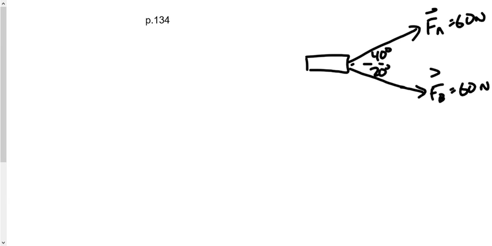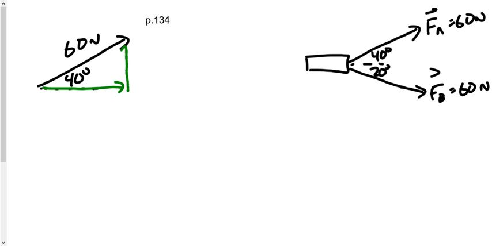We've got an angle of 40 degrees, 60 newtons. It looks like this. Let's break it up into x components and y components. This is x, this is y. Let's say cosine 40 degrees is equal to x over 60. I'm using cosine because x is the adjacent side, and I have the hypotenuse. Cosine 40 degrees is equal to x over 60.